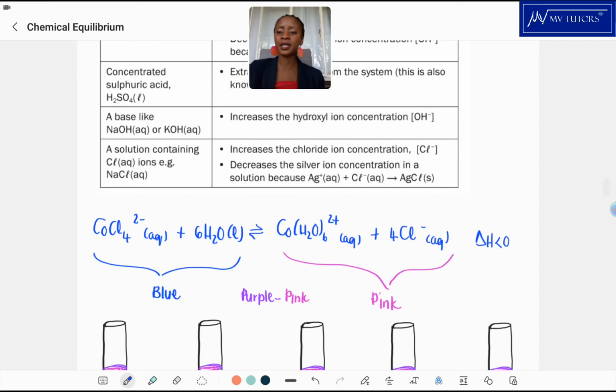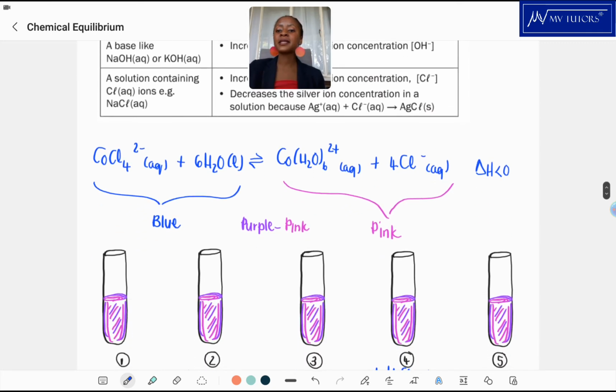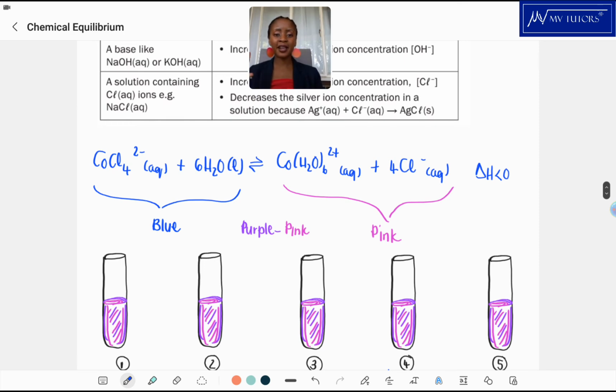So with the example we're going to look at, you have five samples of this purple pink solution, and what we should figure out is what happens if certain changes are made to these five samples.